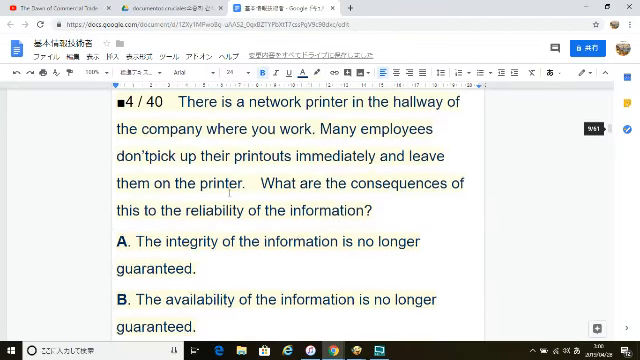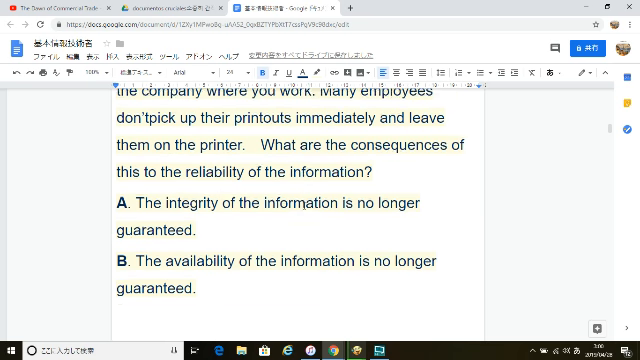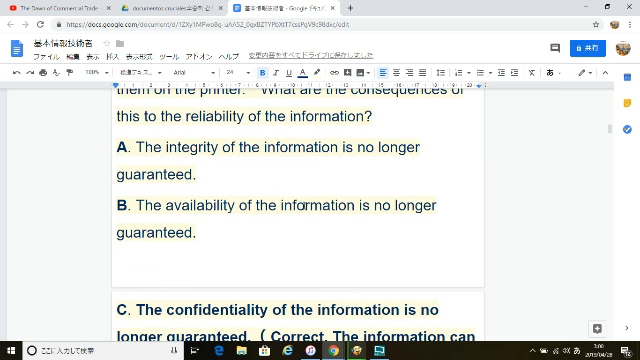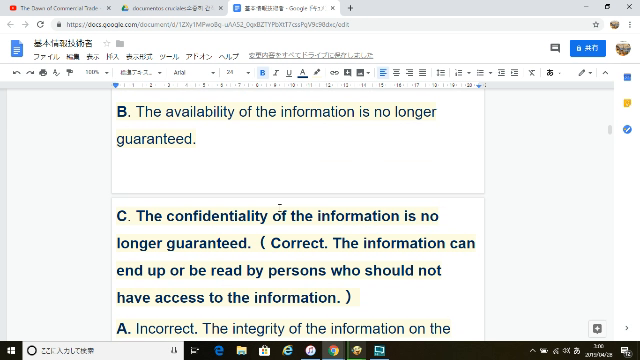4/40 There is a network printer in the hallway of the company where you work. Many employees don't pick up their printouts immediately and leave them on the printer. What are the consequences of this to the reliability of the information? A. The integrity of the information is no longer guaranteed. B. The availability of the information is no longer guaranteed.